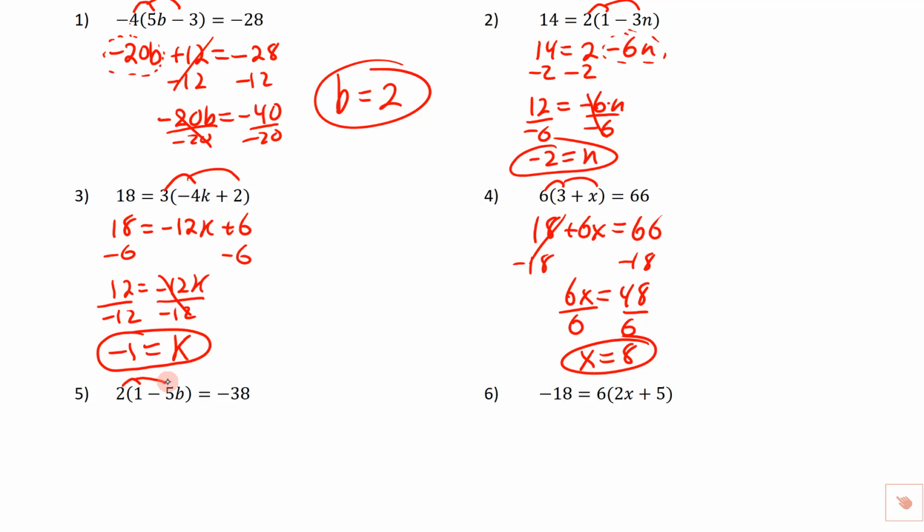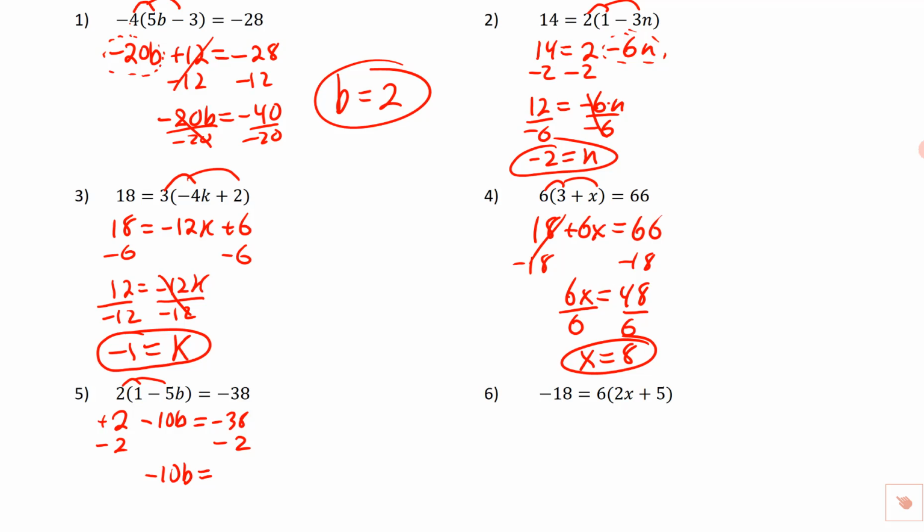Again, showing all the work here, we're going to distribute. That's a 2 minus 10b equals negative, what have we got here, negative 38 over there. We're going to move this to the other side by subtracting 2. Again, that's a positive 2 right here. It's understood to be a positive 2. So we get negative 10b here.